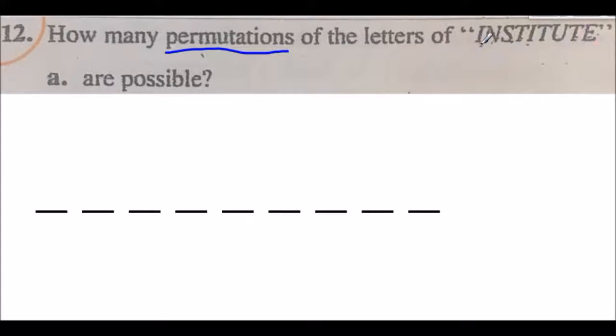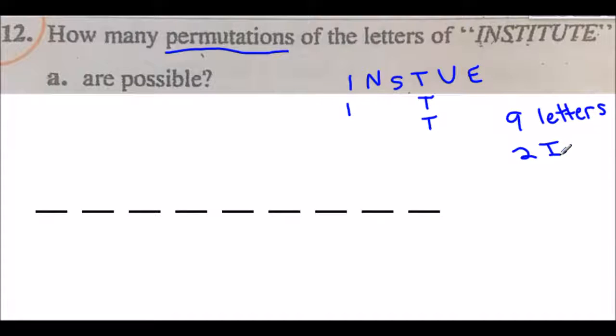So let's look at what we have here. We have the word institute. What are all of the letters? There's an I, an N, an S, a T, another I, another T, a U, another T, and an E. I've organized it like that just so I can see that there are some repeated letters. So I have 1, 2, 3, 4, 5, 6, 7, 8, 9 letters, but some of them are repeated. In other words, some of them are identical to each other. So those 9 letters include 2 I's and 3 T's.